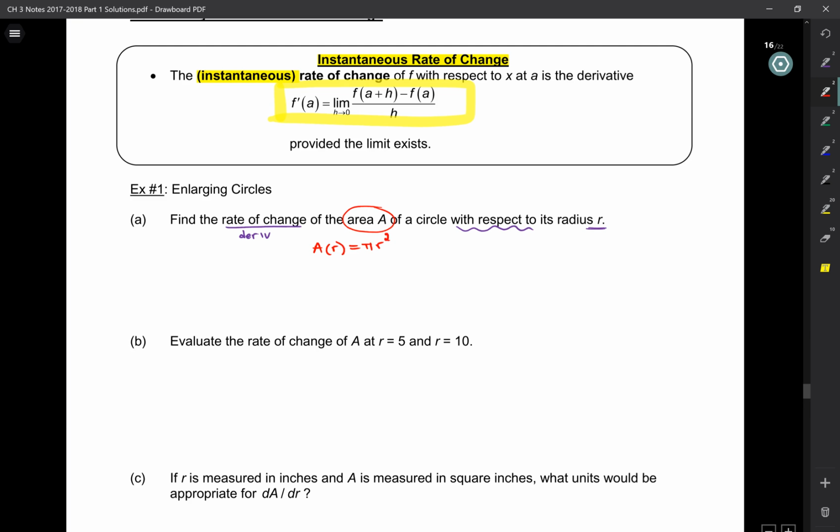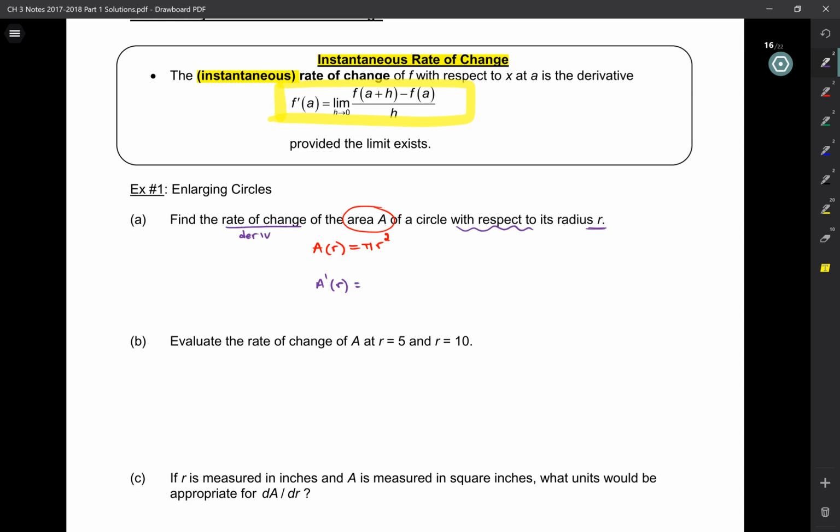pi r squared. Okay, now if you want the rate of change, that's the derivative. So what you want is A prime of r. Okay, now in the formula that I've written in red, pi r squared, you basically have two elements in there. You have the pi and the r. Of those, which is a variable? Pi or r? R. A variable means something that is changing, right? R is the one that is changing. R is the variable.